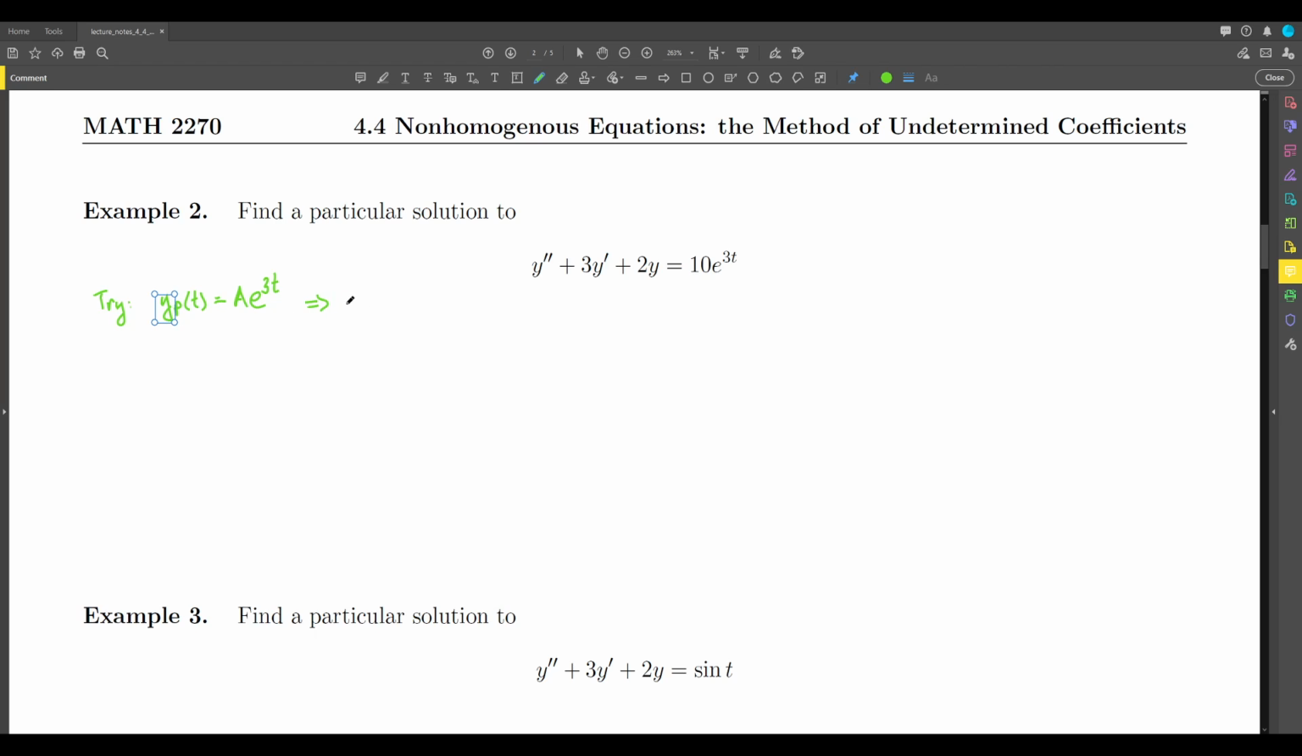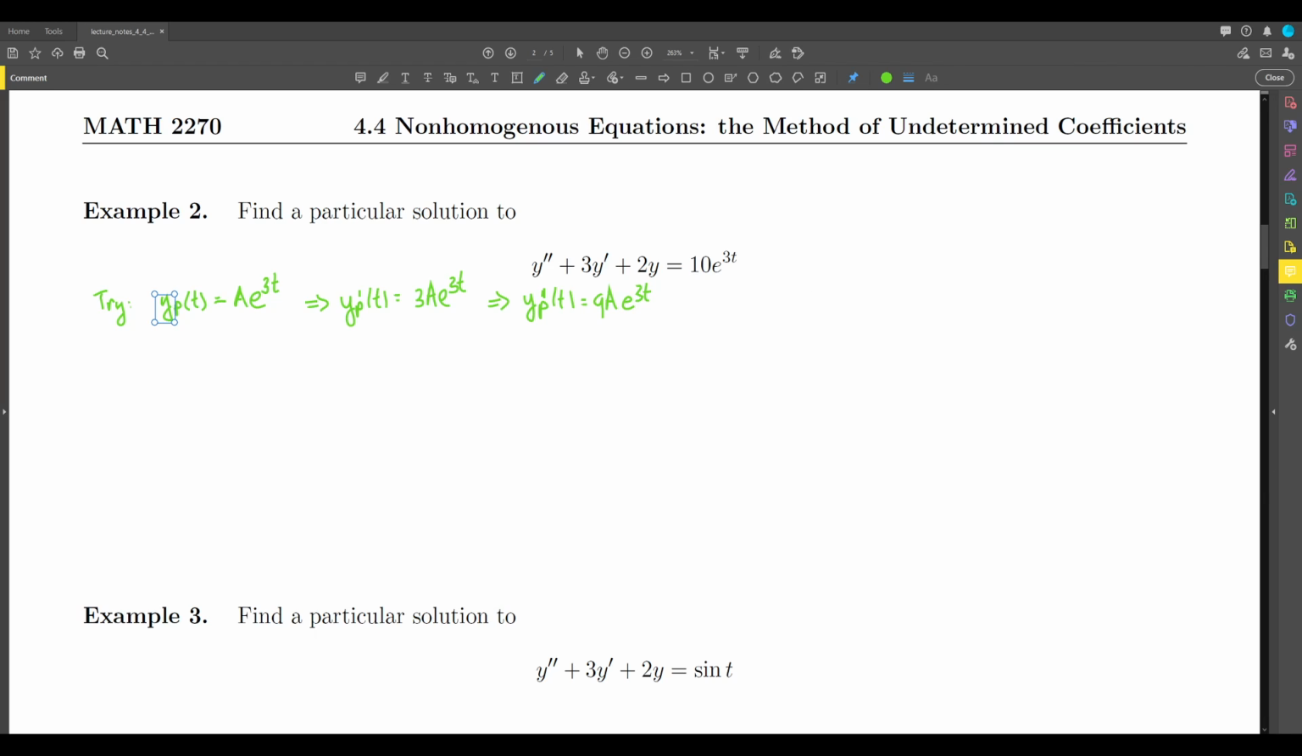So if that's yp of t, then yp prime of t is 3a e to the power 3t. By chain rule, the derivative of 3t gives us a 3 there. And then yp double prime of t gives us 9a e to the power 3t.